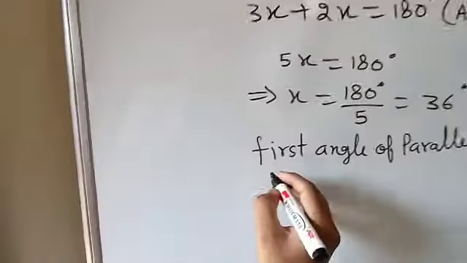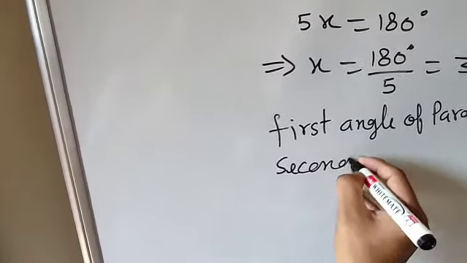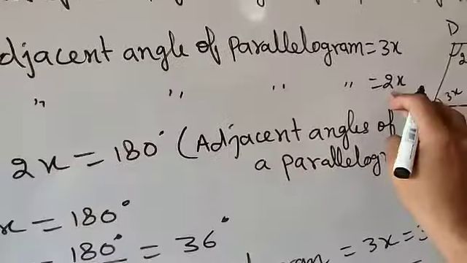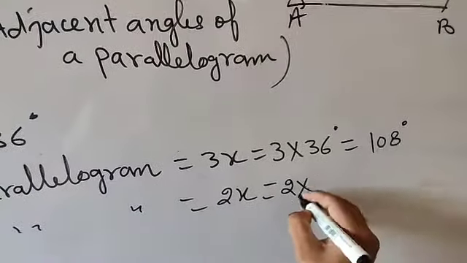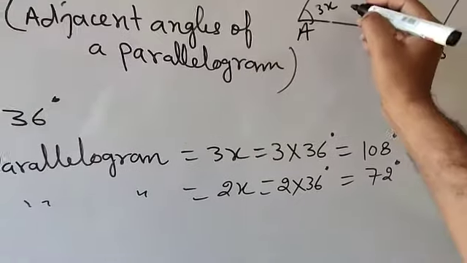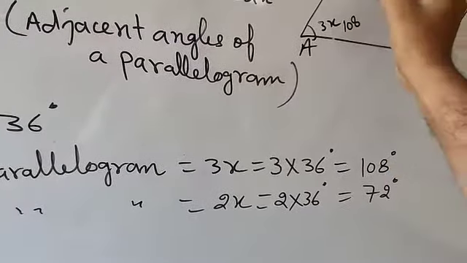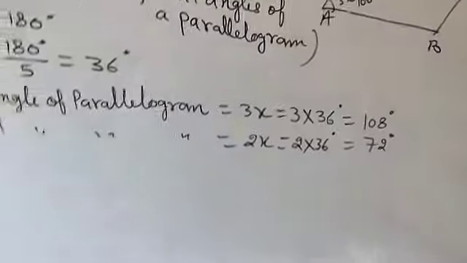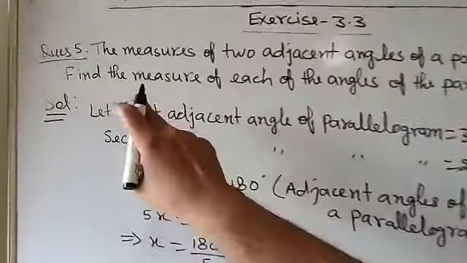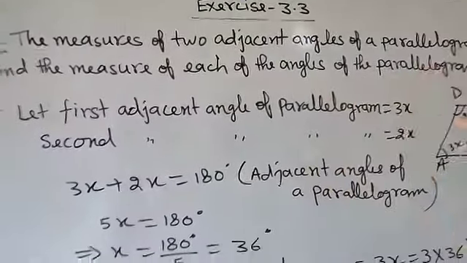In the same way second angle of parallelogram equal to 2x. Here it is 2x, then 2 into 36 degree, it is equal to 72 degree. So if it is 108 degree, it is 72 degree. And you need to find all the angles of the parallelogram. Here it is given, find the measure of each of the angles of the parallelogram.